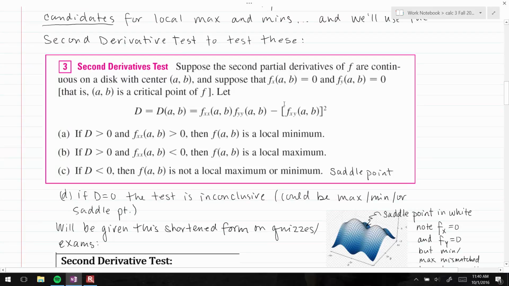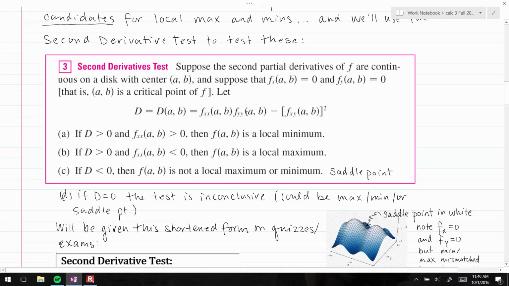So let's talk about the second derivative test. Here we have our partials again included, and then it has to be differentiable and whatever. Then we have big D. Big D is defined as f double x times f double y, so those are the partial twice with respect to x and the partial with respect to y twice.